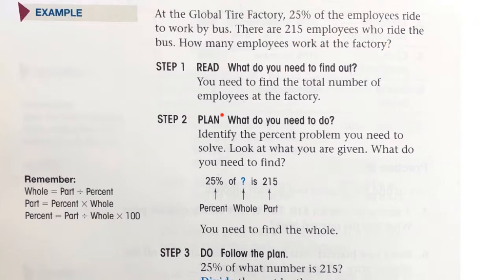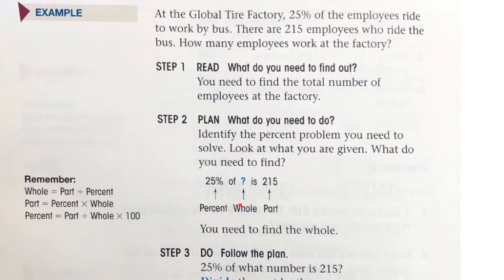Step two, plan. What do you need to do? Identify the percent problem you need to solve. So look at what you are given. What do you need to find? Are we given the percent? 25% of the employees ride to work by bus. Okay, 25% is a percent. Now the number that comes after "of," in this case, is missing. It just says "of the employees."